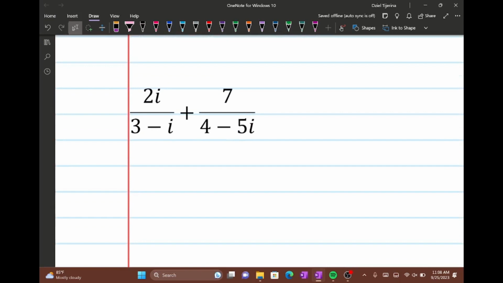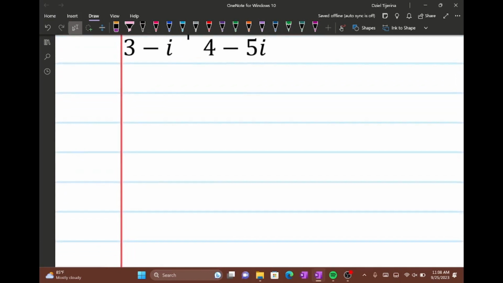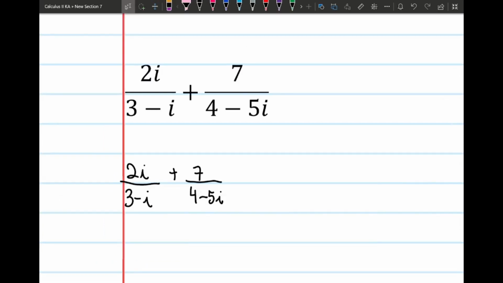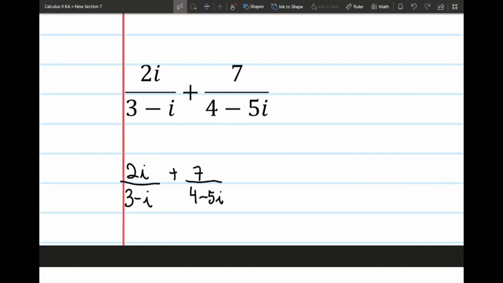So here we have 2i over 3 minus i plus 7 over 4 minus 5i. And so what we want to do is add them. Now, the first thing I'm going to do, let me go ahead and just rewrite it here. Okay, so we want to go ahead and add this, right?